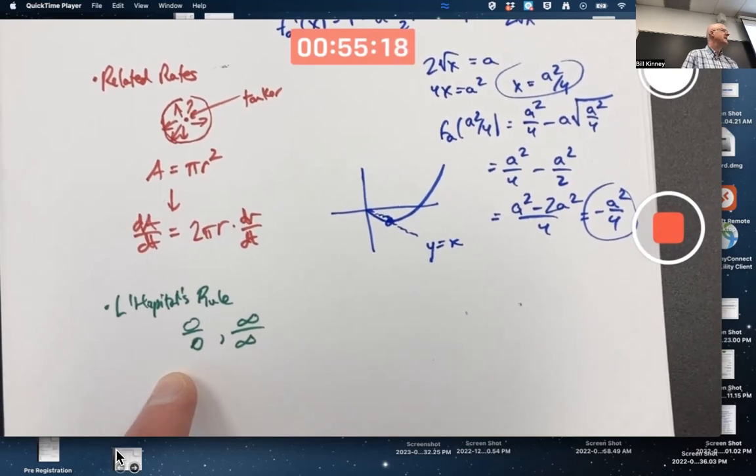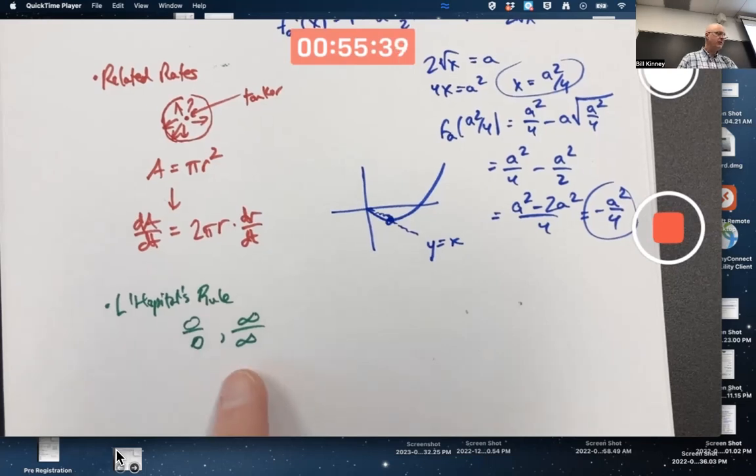If it's a fraction, you have to take the derivative of the top and the bottom individually and make a new fraction. It's not the quotient rule. Try to take the limit of that new fraction. Maybe it'll be easy, maybe it won't be. Maybe I'll have to apply L'Hopital's rule again. Infinity over infinity is handled the same kind of way.